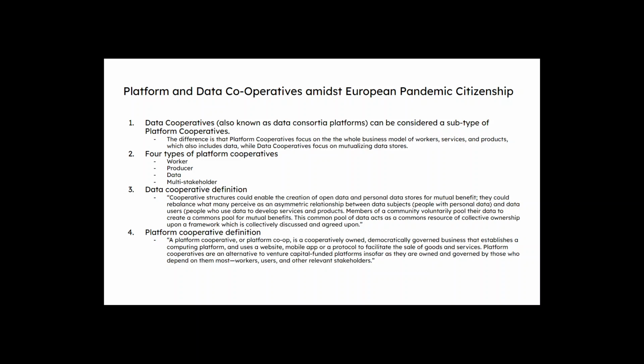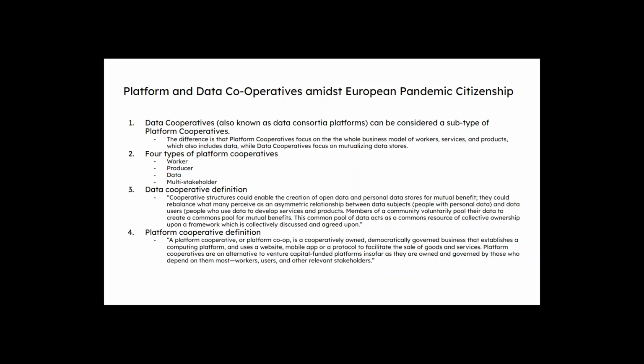And so really the big difference is that platform cooperatives focus on the whole business model, while data cooperatives generally just focus on mutualizing data stores, once again focusing on the data stewardship aspects, whether the goal is to provide economic benefit or not. That would be generally something you would expect more with a platform cooperative, where it's trying to encompass the whole business model, while a data cooperative will focus more on just how do we mutualize data storage.